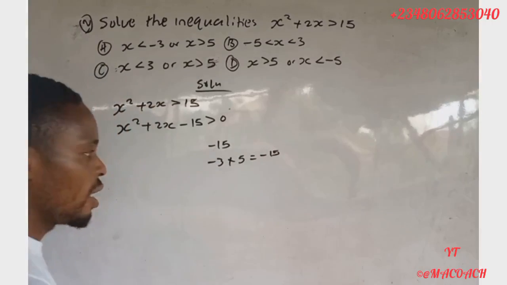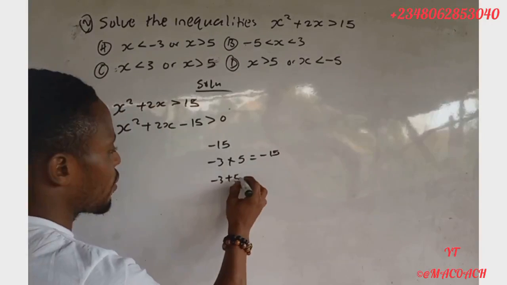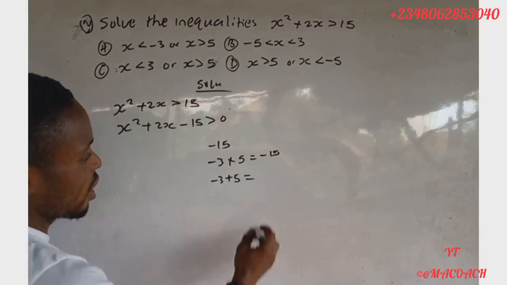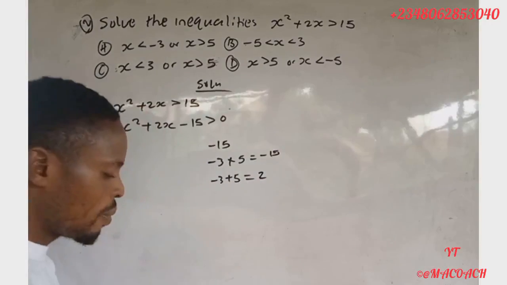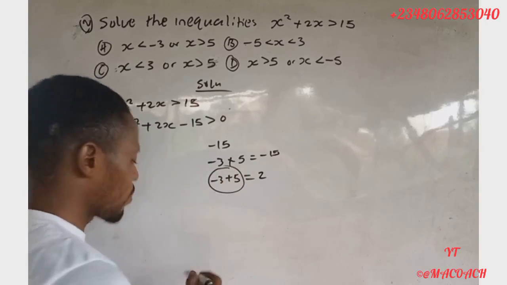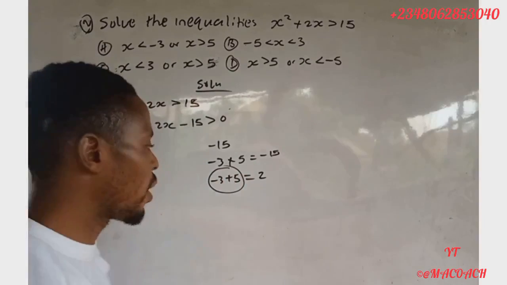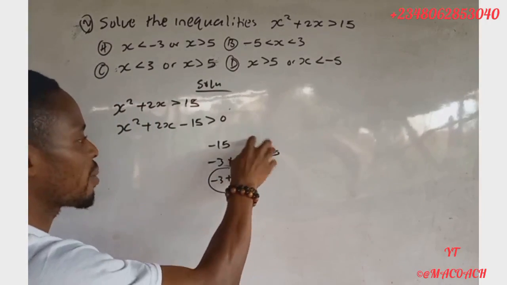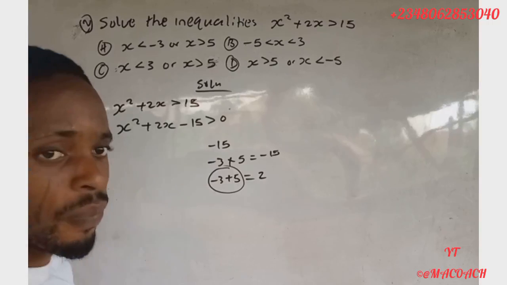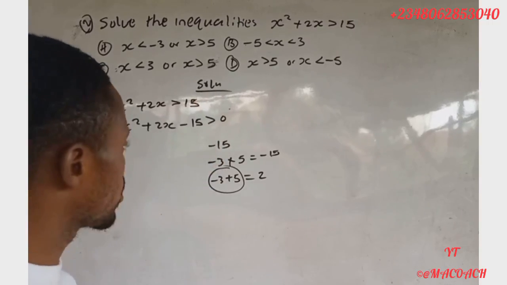Okay, so if we say minus 3 plus what 5, it gives us what? That is 2. So it means that we use these two numbers, minus 3 and plus 5, because if we say minus 3 times 5, it gives us minus 15 as our answer. That is the first rule we apply there. So it's very simple now.